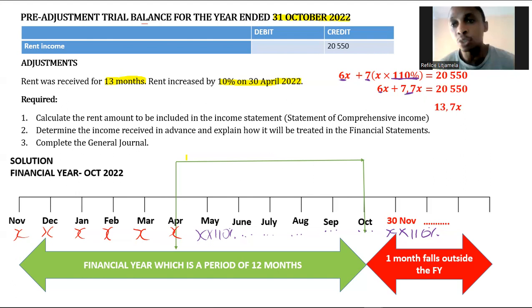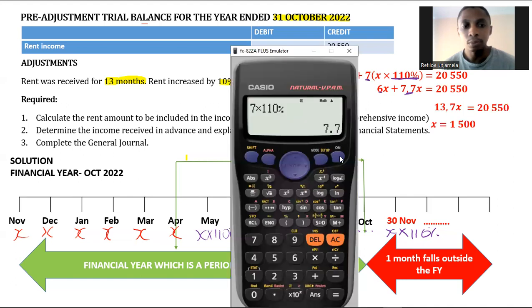You equate that to 20,550. To solve for x, you will simply divide both sides by 13,7, and that'll give you 1,500. Let's confirm that. It is 20,550. You divide that by 13,7. You press the equal sign, and it will give you 1,500. Note that that x is before the increase.